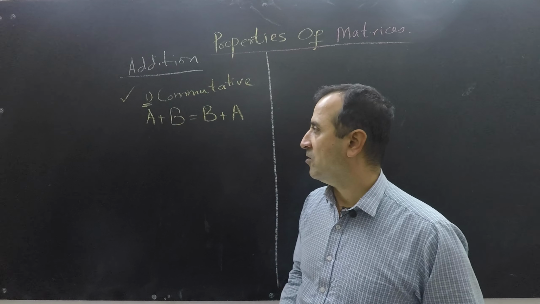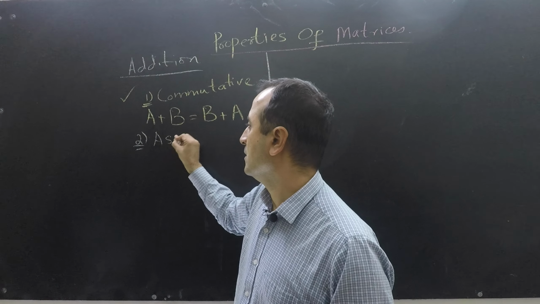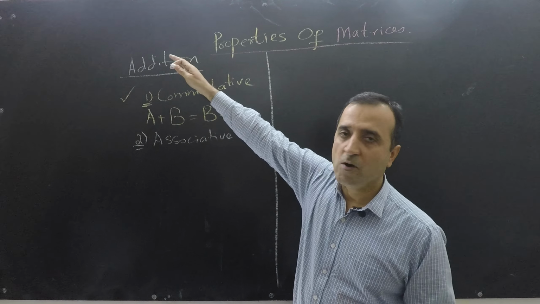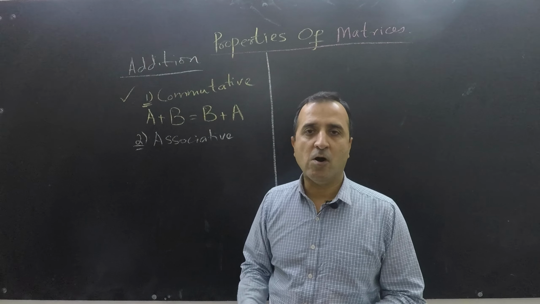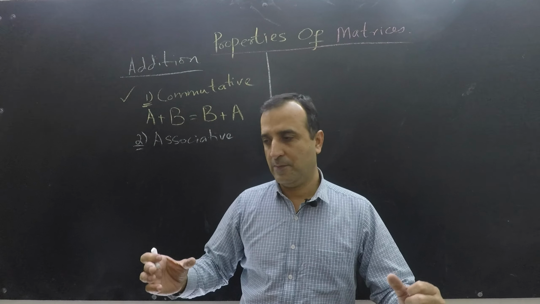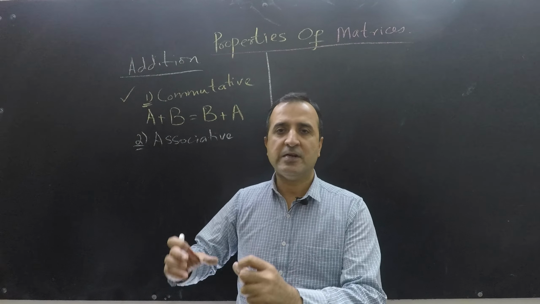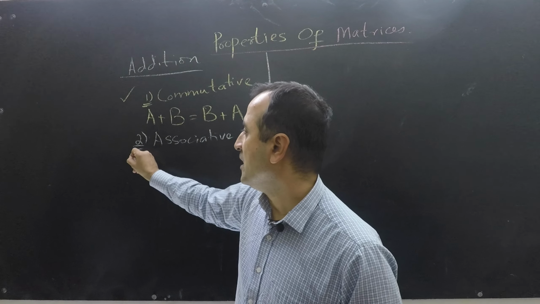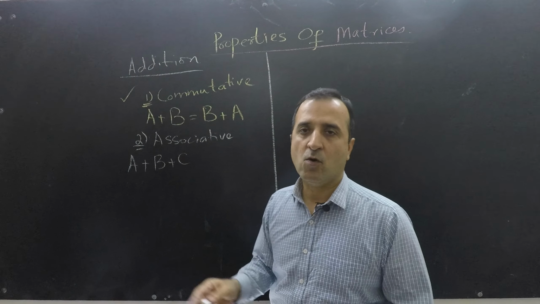The second property we want to talk about is associative. Once again, we are talking about properties with respect to the addition operation. Now, associative property is about brackets. That means if we are adding, let's say, 4 or 5 matrices or 3 matrices, we can place brackets to prioritize a different addition order, and the result will remain the same. For example, if I'm adding A plus B plus C.